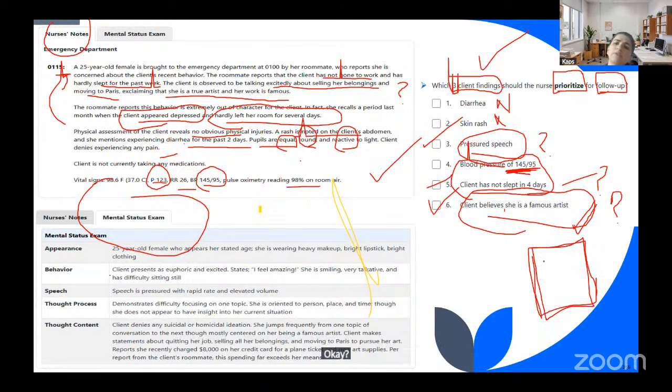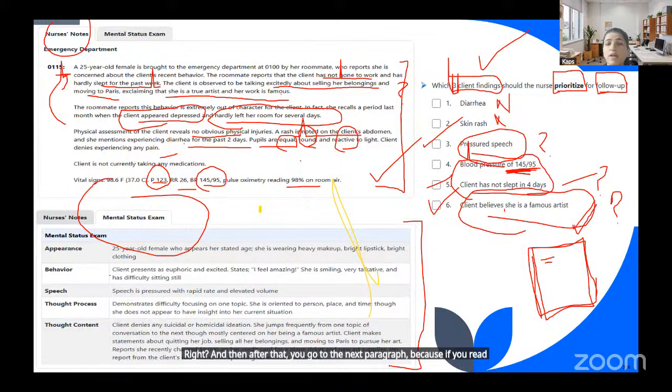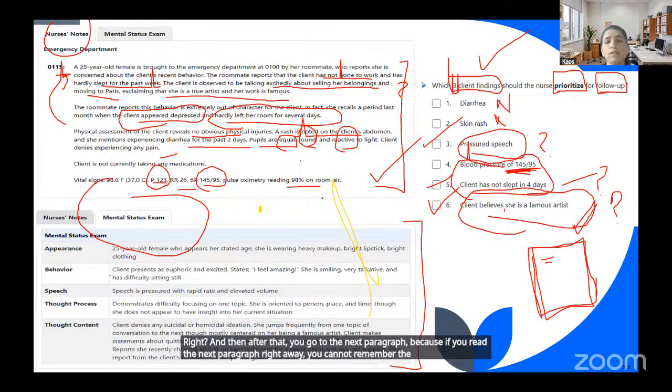In the rough paper, write down 2, 3 points which you think are an emergency for you in the first paragraph, right? For me, I would just write down: not going to work, and then famous artist, question mark as a delusion, and then history of depression. This is how I will write it down, right? And then after that, you go to the next paragraph, because if you read the next paragraph right away, you cannot remember the top paragraph by the time you reach the questions, right?